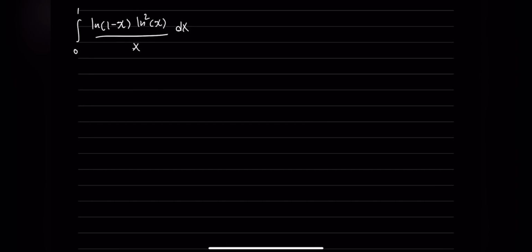Today we'll be doing the integral from 0 to 1 of the natural log of 1 minus x times the natural log of x squared over x dx. And to start off, we will recall that the natural log of 1 minus x is the sum from 1 to infinity of x to the k over k, with a minus sign. So we'll plug that into the integral.